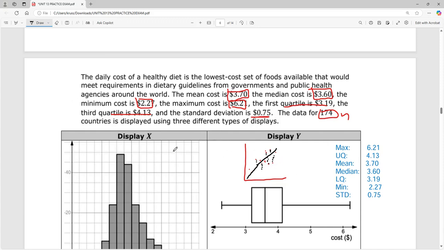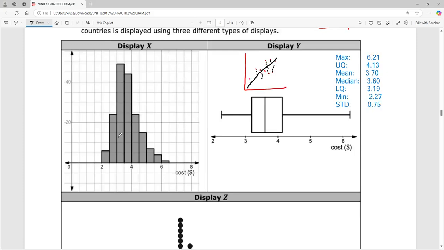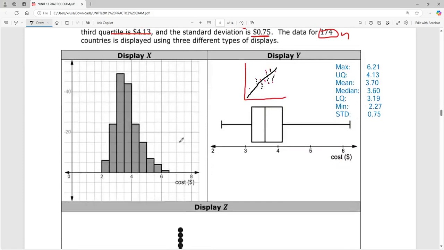Okay. So let's see what the question is asking. So over here, it looks like they made a bar graph, maybe that's a histogram. It might be a histogram. Looks like it might be a histogram.